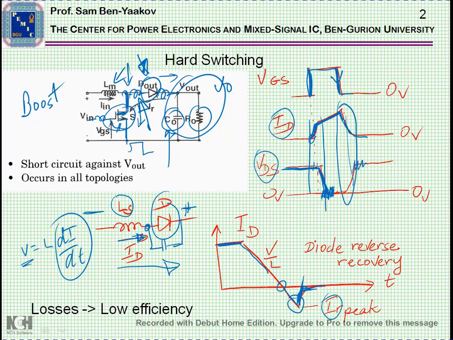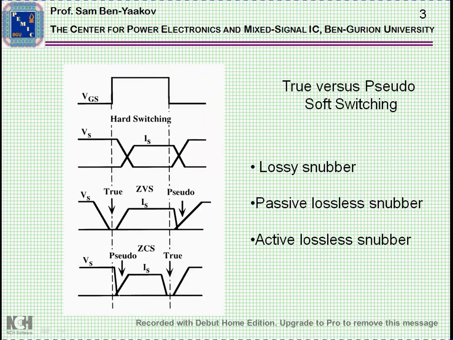Now, another problem is that as long as the diode is conducting, that is, even in this region, the voltage across it is low, so that as the transistor is turning on, the diode is sort of shorting out the output to the transistor, and again increasing the losses. So all these are problems of hard switching, and soft switching is intended to remedy some of these problems.